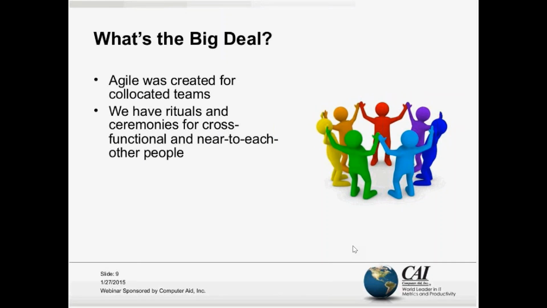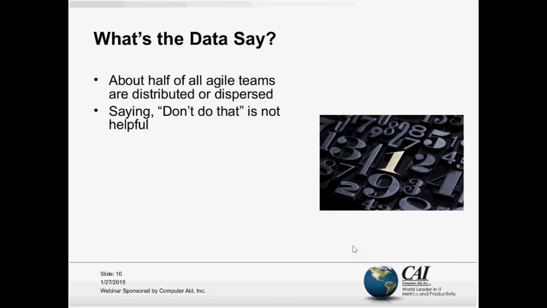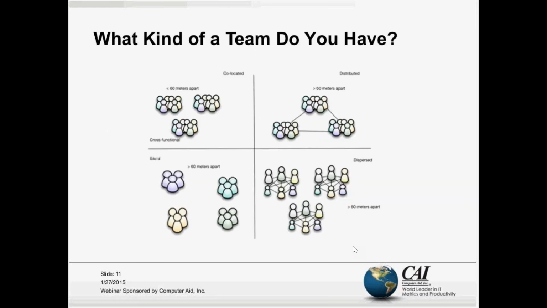But here's what the data says. About half of all Agile teams are either distributed or dispersed. So in the past, people have said, well, just don't do that. But saying don't do that is not very helpful. So let's first think about what kind of a team do you have?